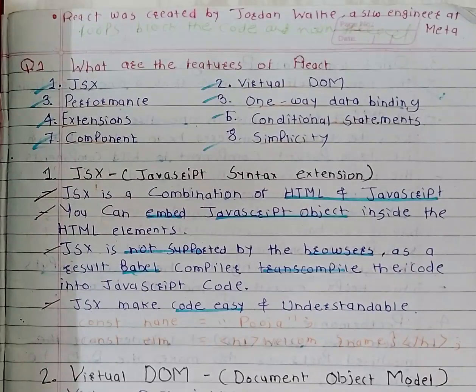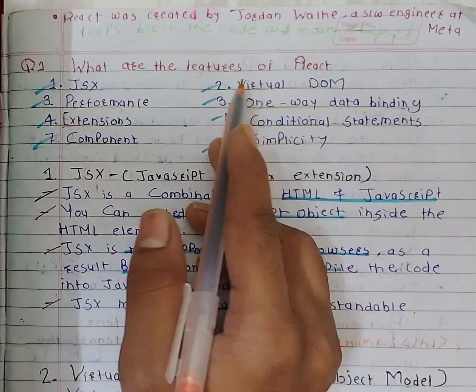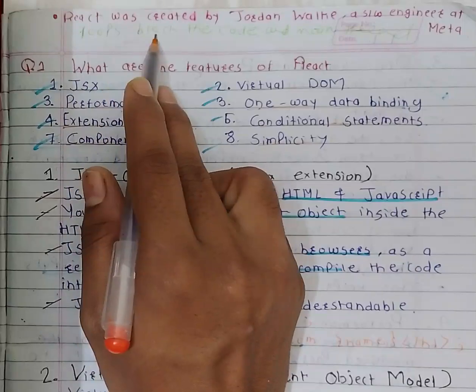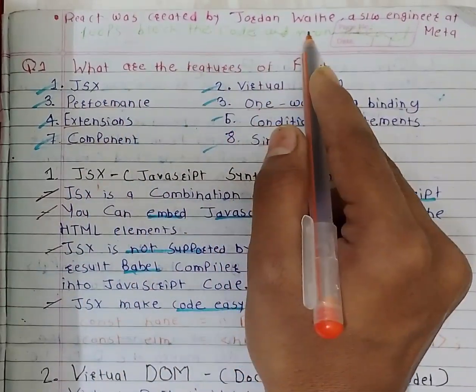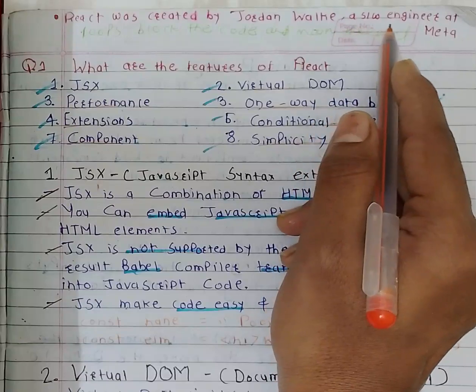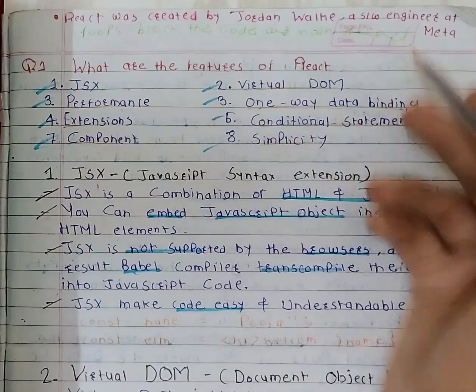Today we are going to learn about the important React questions. We are going to see what the features of React are. React was created by Jordan Walke, who was a software engineer at Meta.